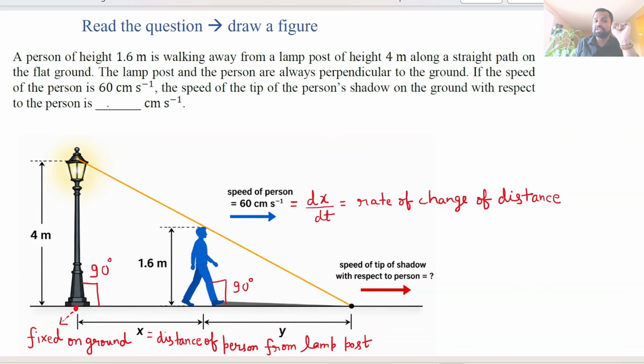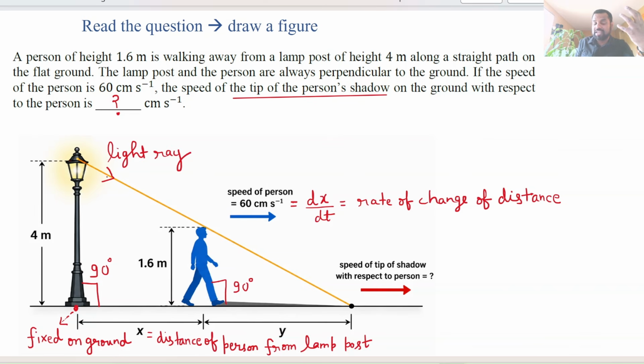Then the question says the speed of the tip of the person's shadow on the ground with respect to the person is question mark centimeter per second. Speed of the tip of the person's shadow. So the lamp post is like emitting light. So imagine a light ray. This is the light ray, right?